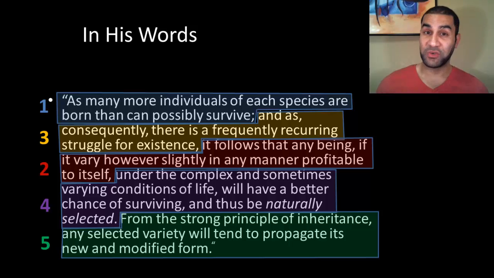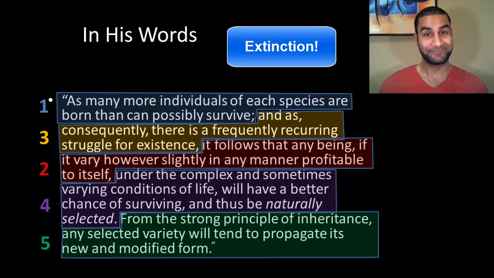Now that leads to the question, what happens if within a species an environmental change occurs that's so drastic that there are no groups in that population, or at least there aren't large enough groups in the population that have the natural adaptations to survive? What happens to that species? That's where the idea of extinction comes in.